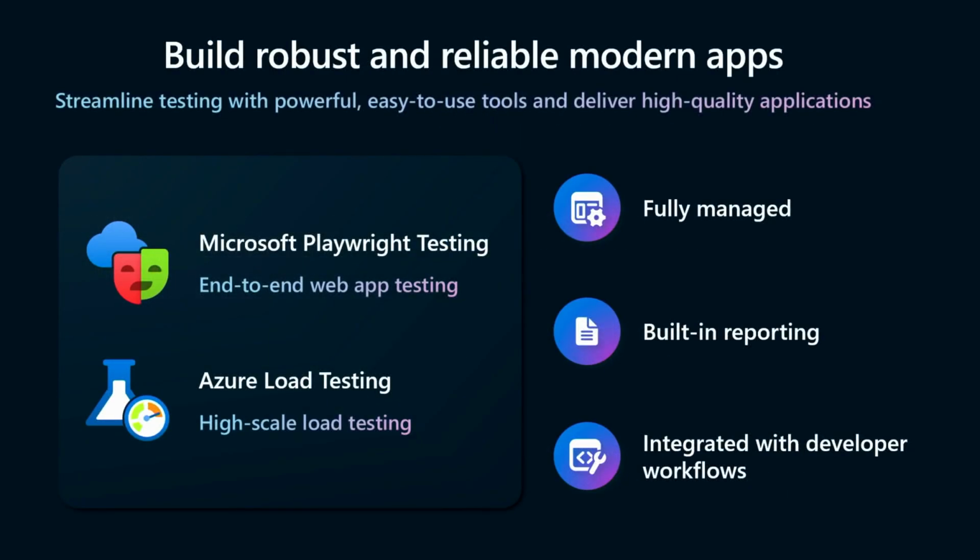Today, we are going to talk about these two services. Microsoft Playwright Testing is a service that enables scalable end-to-end testing of modern web apps. It runs tests written using the Playwright framework at scale on the cloud and offers rich reporting. Azure Load Testing Service enables you to run your load test scripts at scale and helps you assess your apps and services under high load. It also helps easily identify performance bottlenecks.